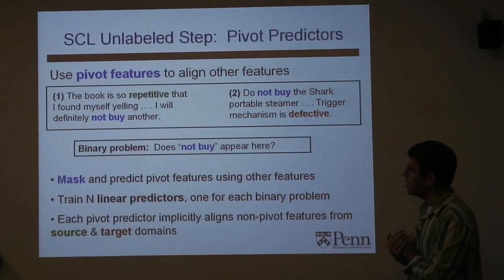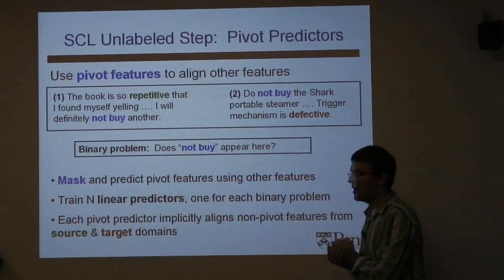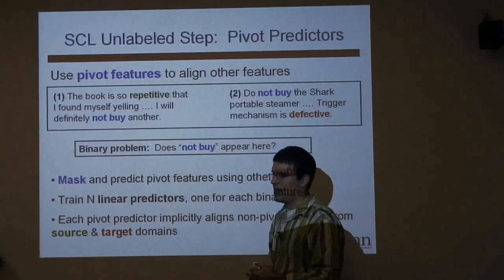For this binary prediction task, what's a negative example? Any instance which doesn't have the phrase not by in it.